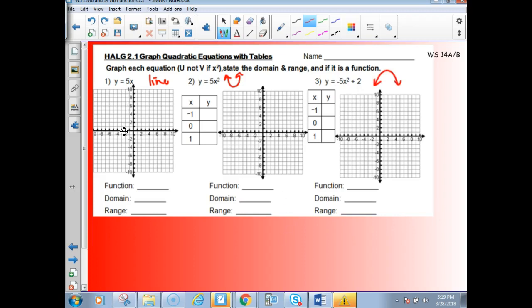All right, so let's get started. The line's simple. We got a b value of 0, so we'll start at 0, 0, and go up 5, right 1. Do it again. And then down 5, left 1 twice. And you got that line. Lines are functions. Their domains are boundless, negative infinity to infinity, and so is the range, as long as they're not vertical or horizontal.